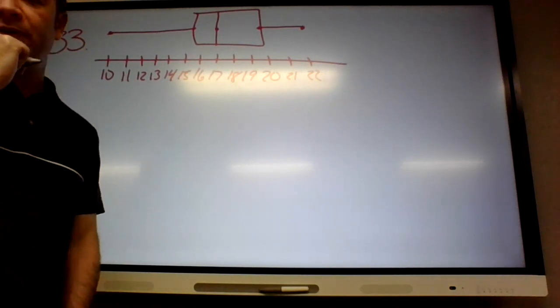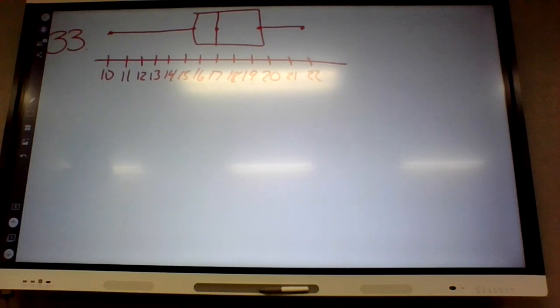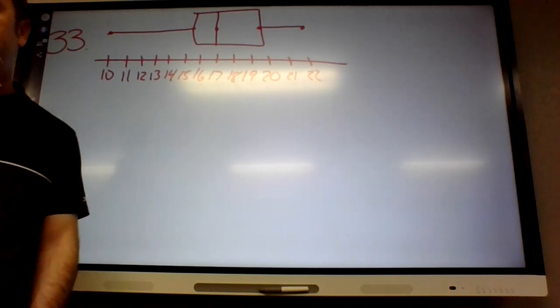Okay, 34, how do we find the range? Biggest minus the smallest, so 22 minus 10.